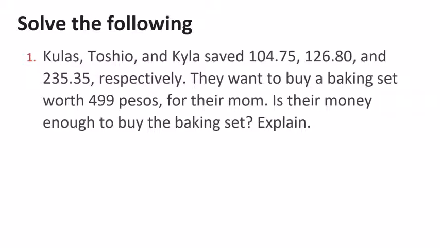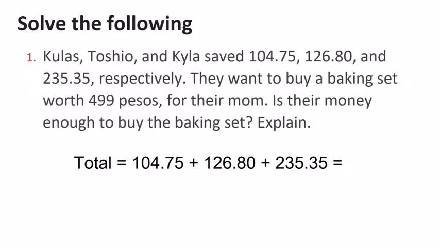Kulas, Toshio, and Kyla save the following amounts. They want to buy a baking set worth 499 pesos for their mom. For them to buy that, we need to see if the total is enough to buy the baking set. Getting the total of the three amounts, it is 466.9. But the baking set is worth 499. So in short, there's a deficit of 32.1. They cannot buy the baking set. Next item.